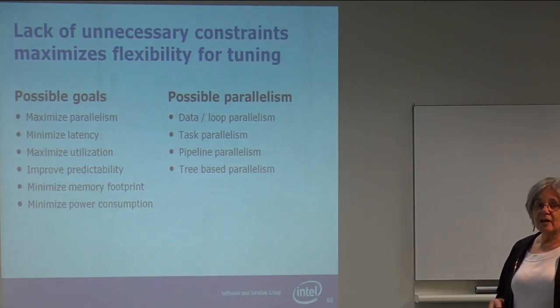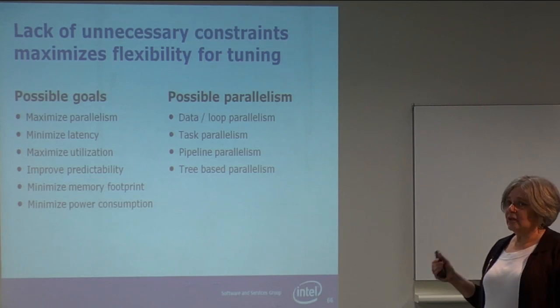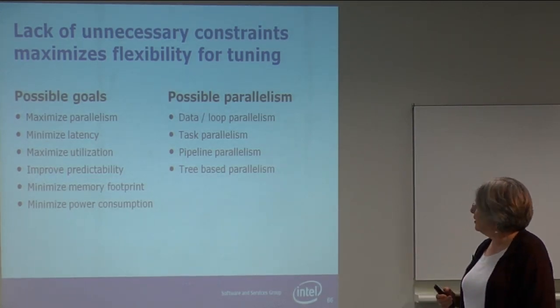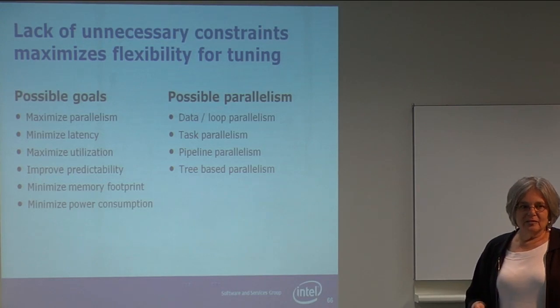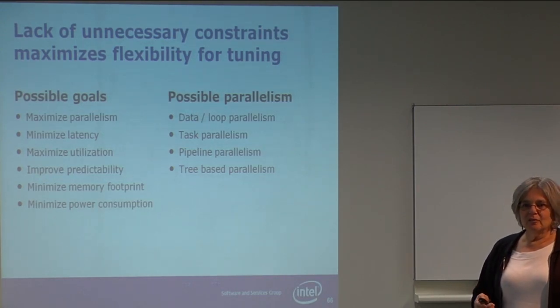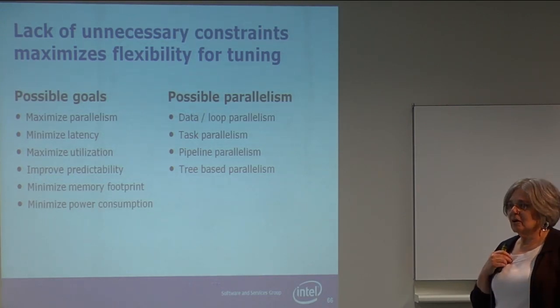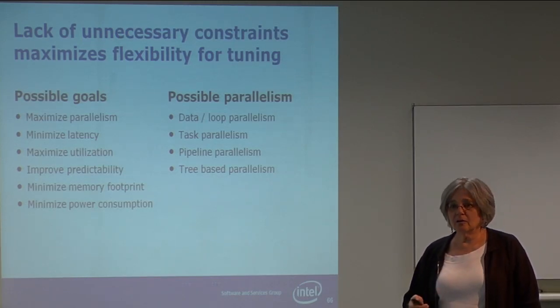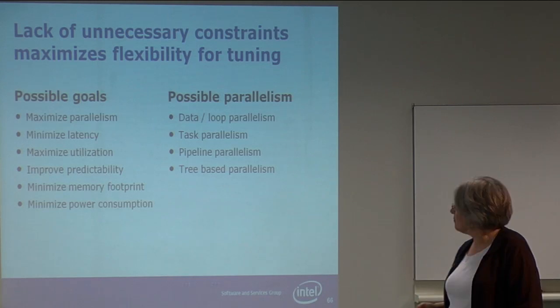The possible styles of parallelism might be loop or data parallelism on the one hand, task parallelism, pipeline parallelism, fork join parallelism, whatever. We have no particular bias in any way, one or the other. All of these are totally appropriate.